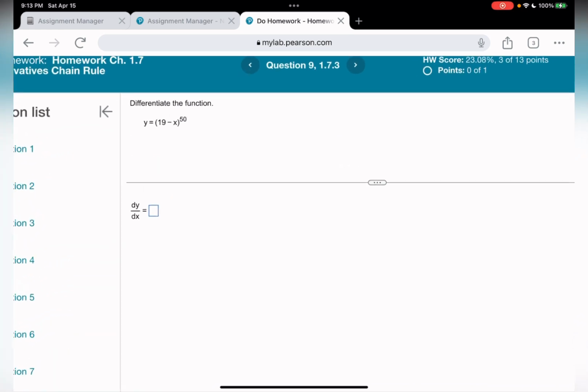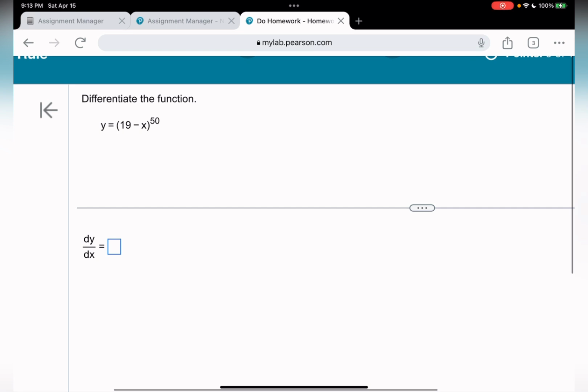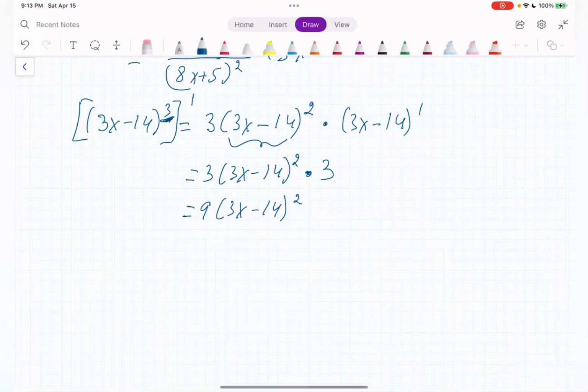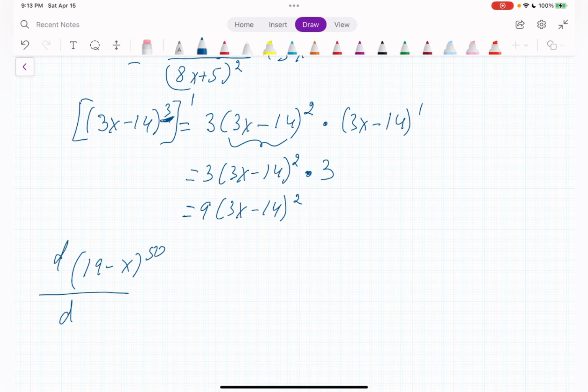So 19 minus x to power 50, and we are taking the derivative d/dx. First we take the derivative of this 50. It's going to be 50 times 19 minus x to power 49. And then getting inside of the parentheses, taking the derivative of 19 minus x.